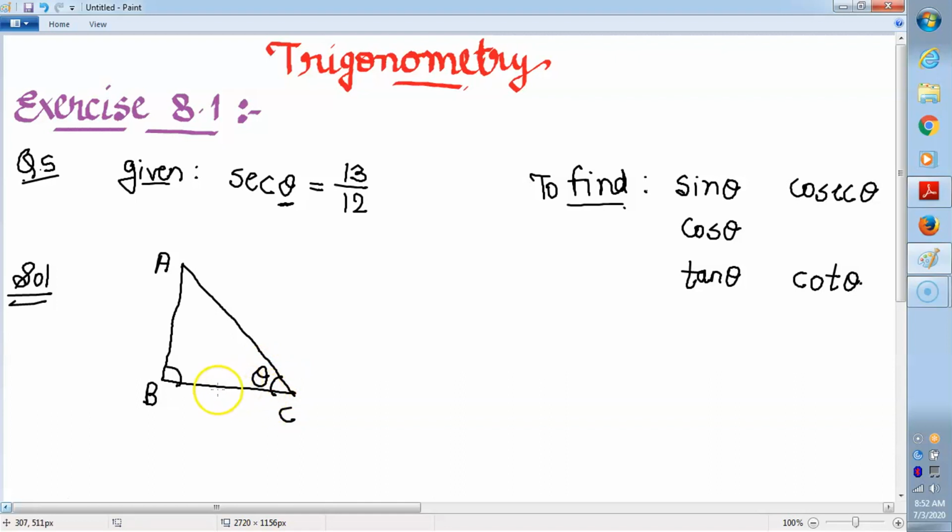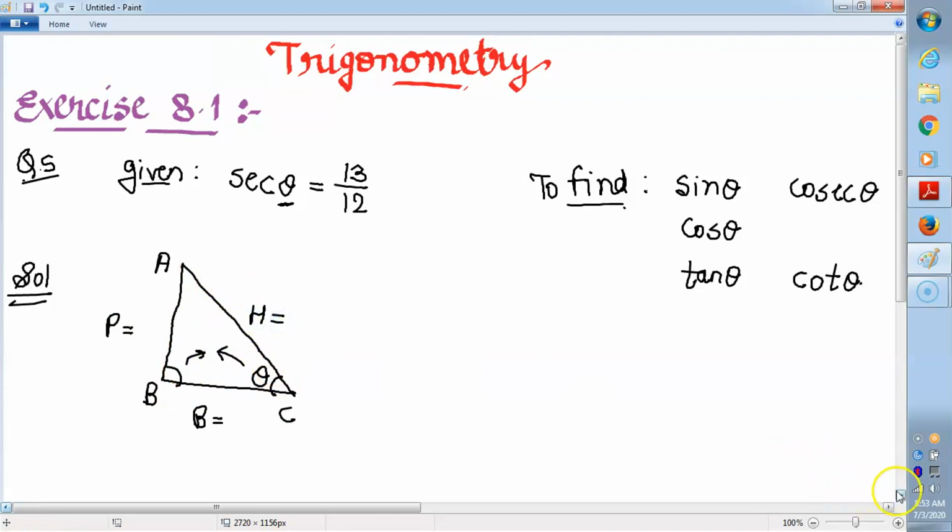Got it? If sin A, sec A, tan A is given, then there is a restriction: we have to take only angle A. But if they are giving theta, then we can take either A as theta or C as theta. So we are taking C as theta. It will become simple to decide perpendicular, base and hypotenuse. The side opposite to theta is the perpendicular, so AB is the perpendicular. The side adjacent to angle theta is the base, so BC is the base. And the hypotenuse is always the side opposite to the right angle, so AC is the hypotenuse.